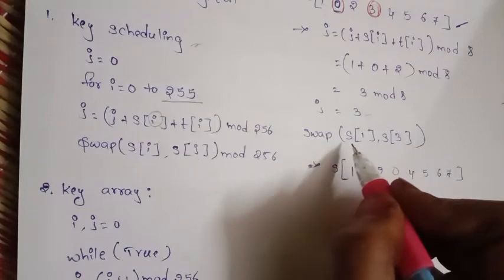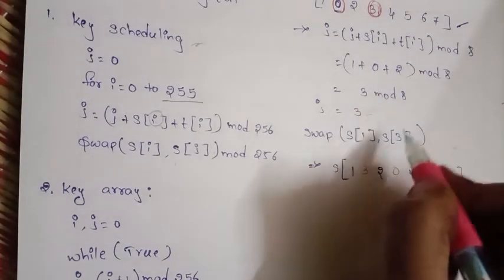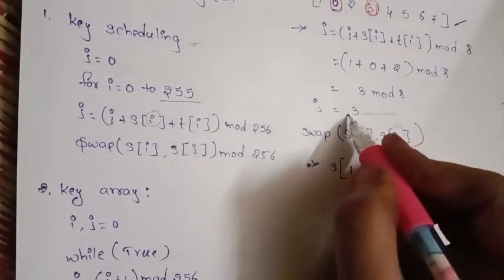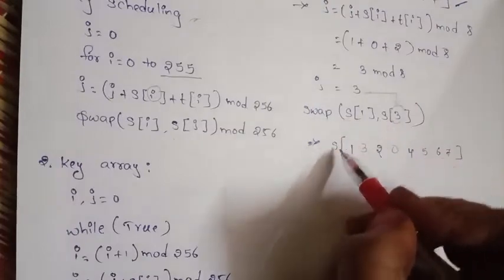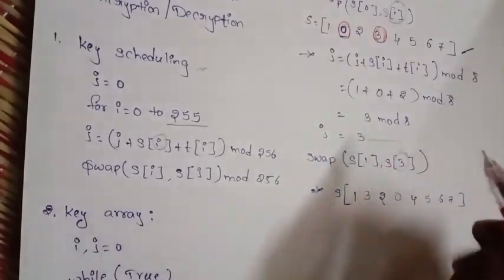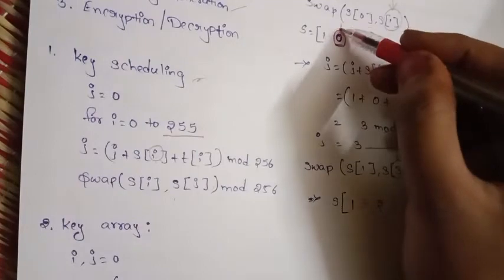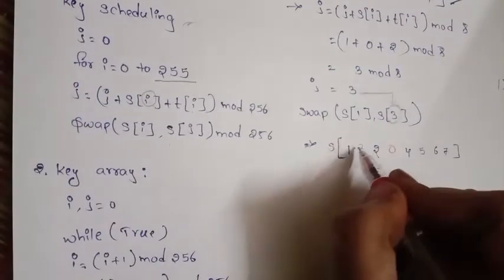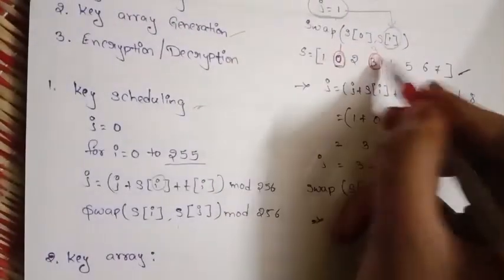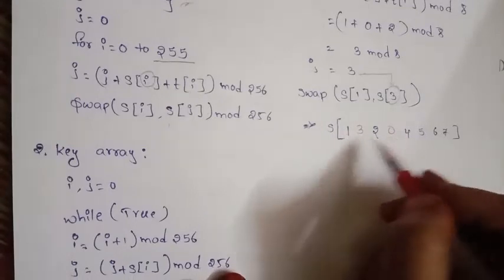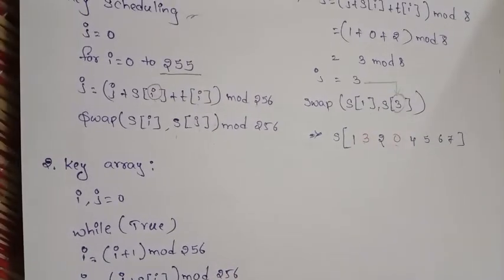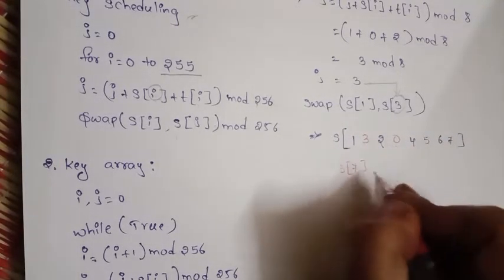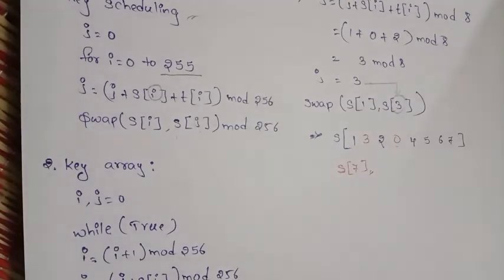Now swap S of 1 comma S of 3. That means in place of j what we need to write, guys? The updated j value, that is 3. Now after that, what I need to swap, that is S of 1, it is value 1, and S of 3, this is a 3. Then I just shift here, guys, 1 and 3. So here 3 and 0 and all remaining places are same. So like this you need to complete, that means you should reach up to S of 7, guys. That is the last element present in the array.